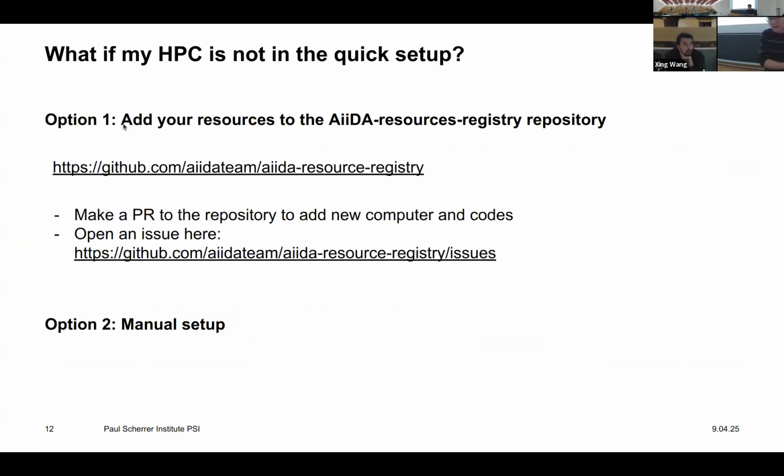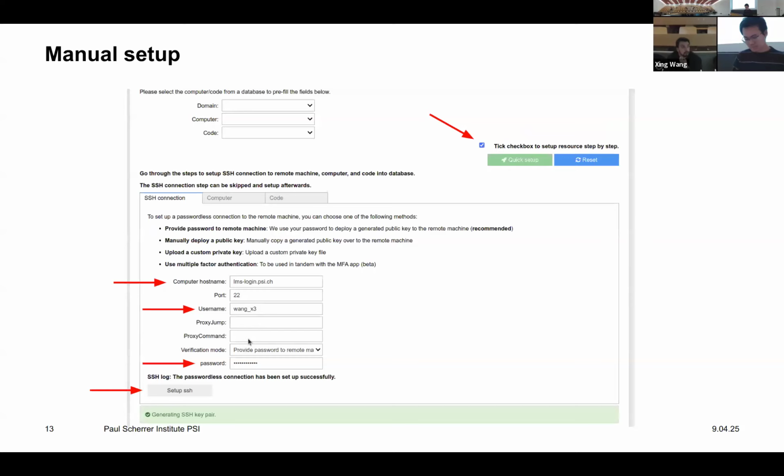So what if my computer is not in the quick setup? There are two options. The first, you can add your resource to the IDA resource registry repository. In this link, you can make a PR to add the new computer and code. But if you don't know how to do it, you can simply open an issue there, and we will see it and help you to set up the resource. And option 2 is you can also manually set up in the page.